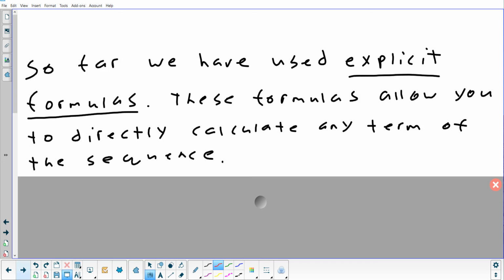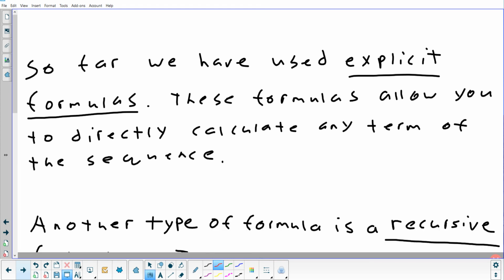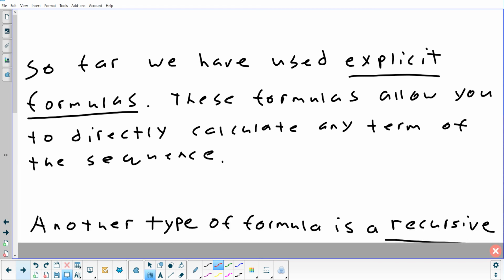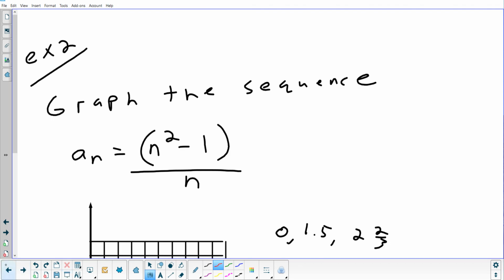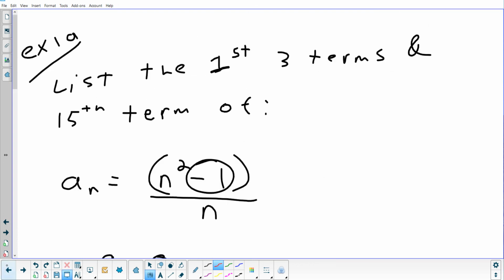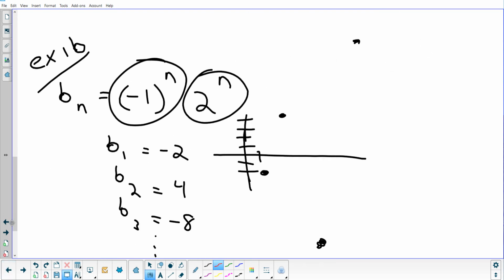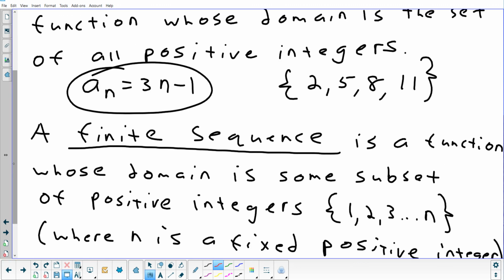So, we've been working with two kinds of formulas. One that allows you to find something directly, and one that you can't. When you can use a formula and calculate directly any term that you want to know, that is called an explicit formula. On the test, if I ask you for an explicit formula, and you don't write an explicit one, you write one that's the other type, which is called recursive, you won't get credit. Okay, so explicit, that's an explicit formula. That's explicit, that's explicit. That's explicit.